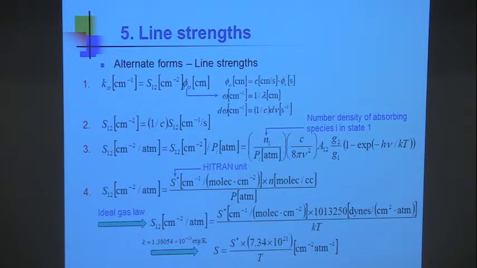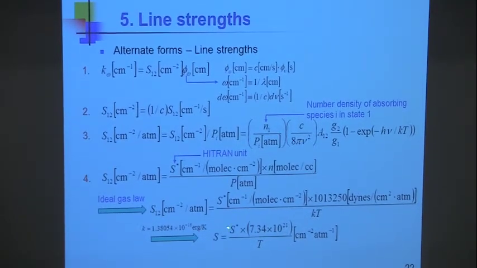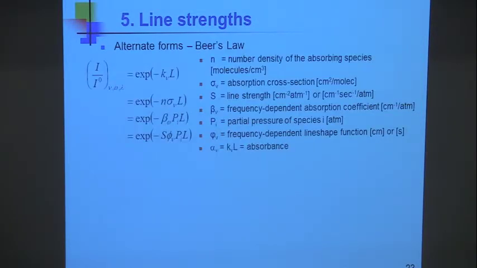So you can relate the line strength, for example, in these units, to the HITRAN value, with a multiplier and T. That's a common problem for us, is that my group likes to use centimeters to minus 2 per atmosphere, and HITRAN uses different units.